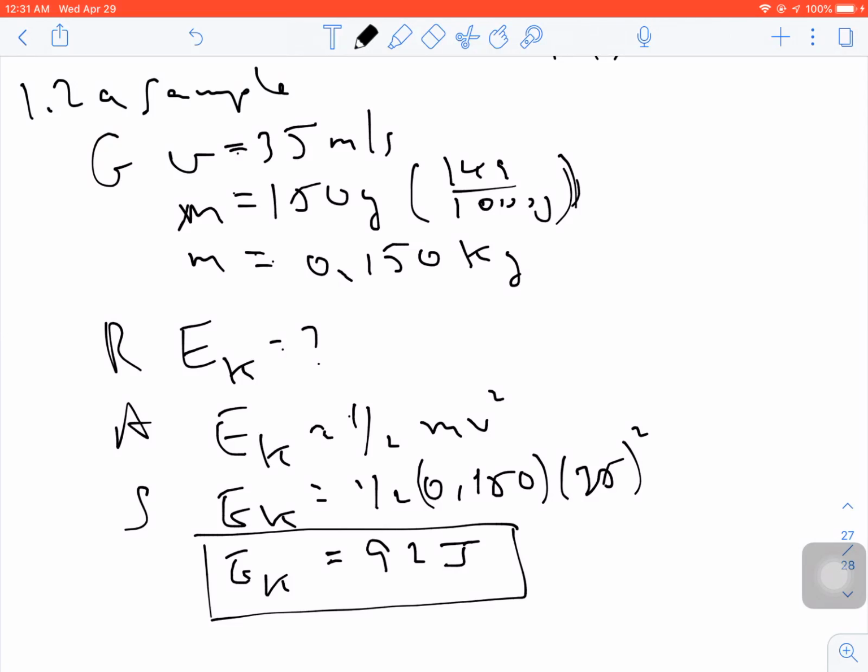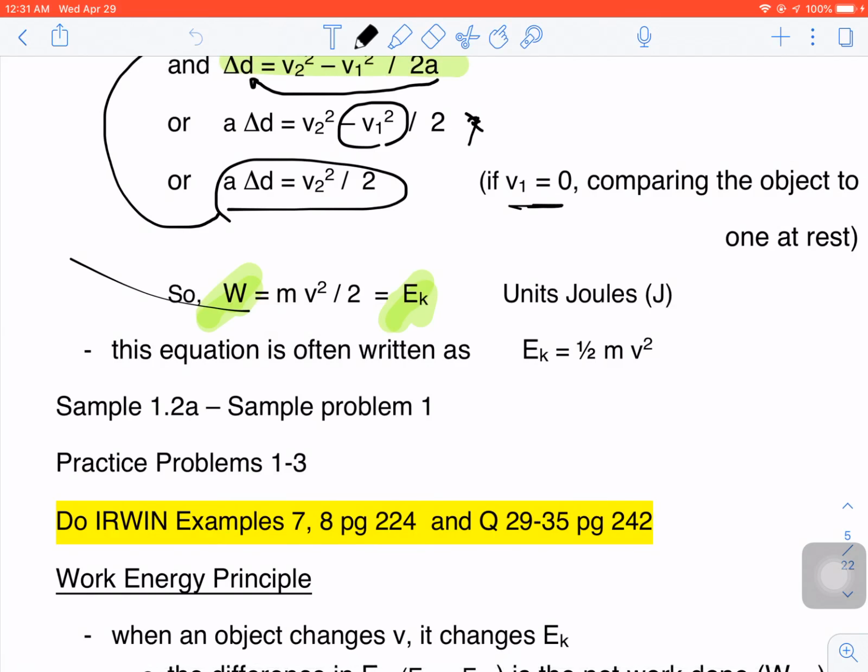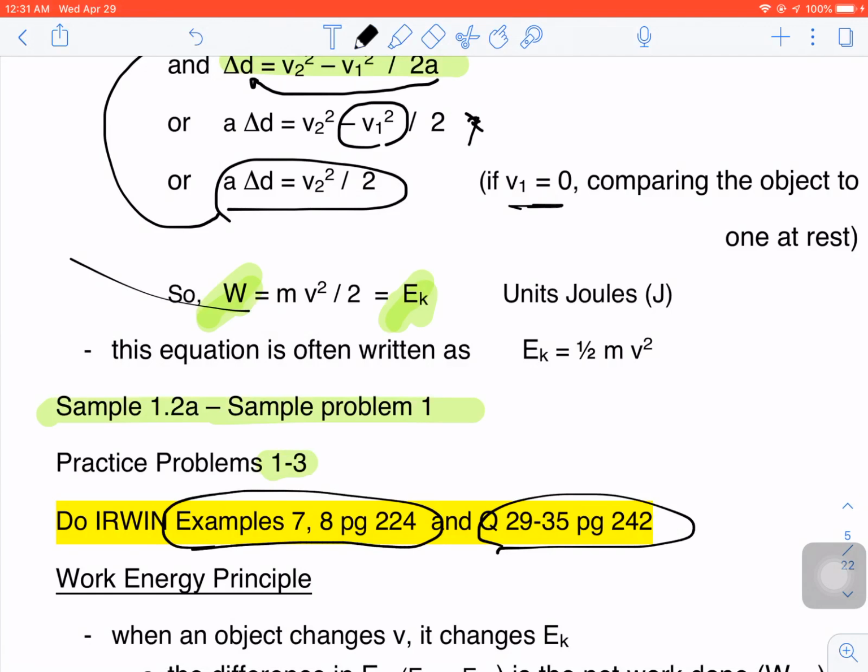And there's 3 practice questions that are basically the same thing. You plug and solve. So there's questions 1, 2, and 3 here that you can work on. I've just done this first sample, so that one's done. I'm going to leave you with those. And again, there's a bunch in the textbook. So I would take the time and work through the 2 examples that they have done for you in our textbook. And then when you're done, there's 7 questions at the end of the chapter that you can be working on that use EK equals 1/2 mv squared.